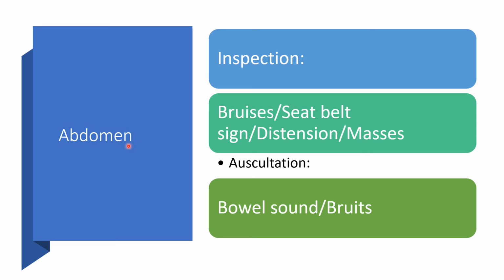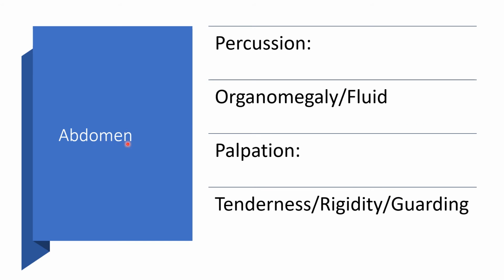We'll go straight to the abdomen, inspecting for bruises and seatbelt signs, distension, and masses. And we'll go straight after inspection to auscultation. We'll auscultate for bowel sounds and bruit. After the abdominal auscultation, we will go straight to have abdominal percussion. And then we'll be doing that to detect organomegaly or fluid presence. And then to palpation, light and deep, eliciting tenderness, rigidity, or guarding, signs of peritonitis.